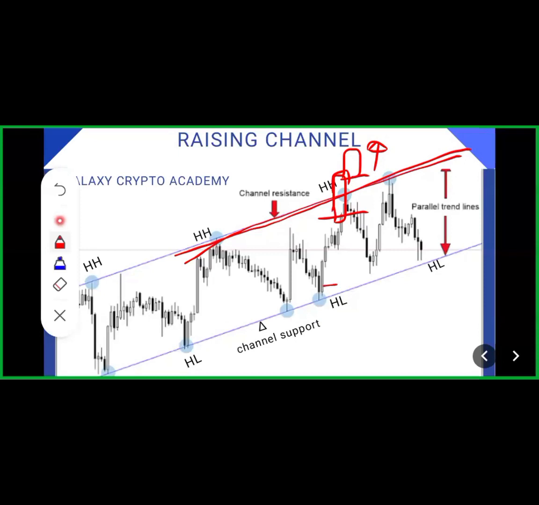So the first one is within here. The second one is when a break of structure happens. That's the next entry.